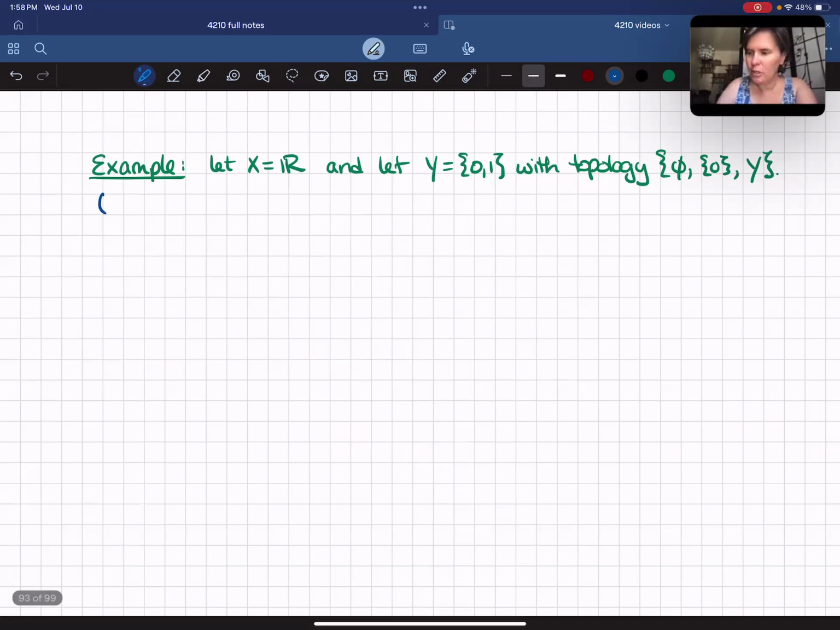The elements of X cross Y will look like (x, n), let's say, where x is a real number and n is in Y. So n is either equal to 0 or n is equal to 1. So it's going to look like ordered pairs: all real numbers comma 0, and then all real numbers comma 1. So I can sort of picture it as two copies of the real line.